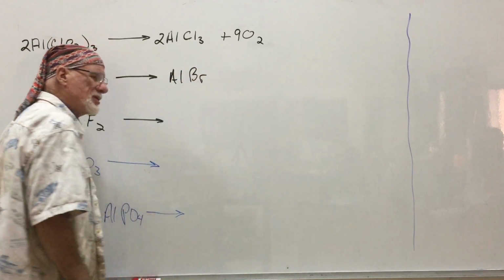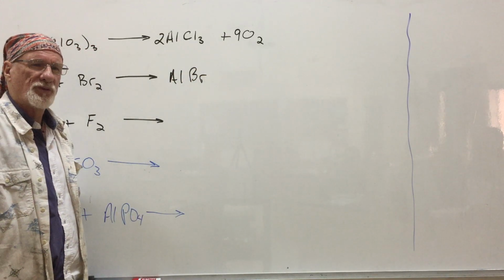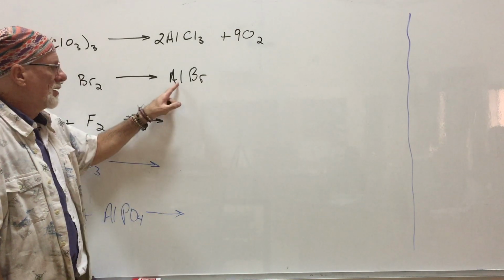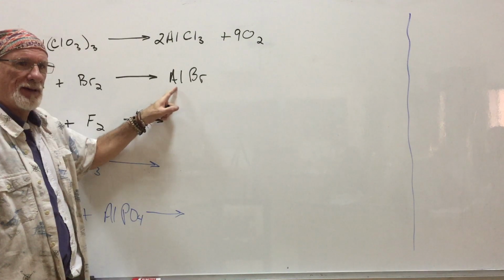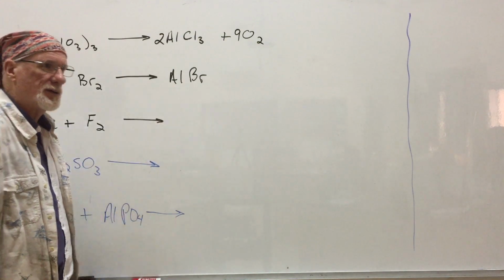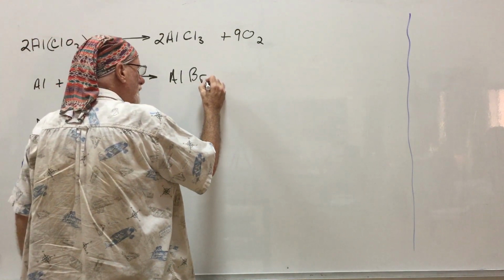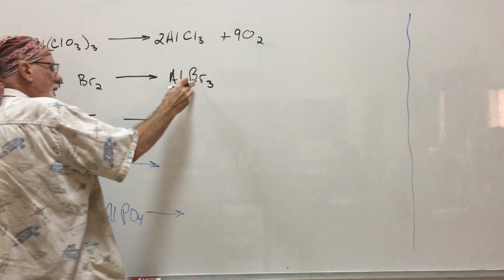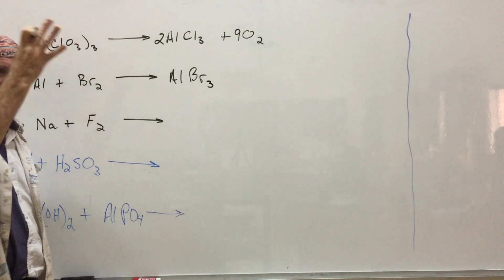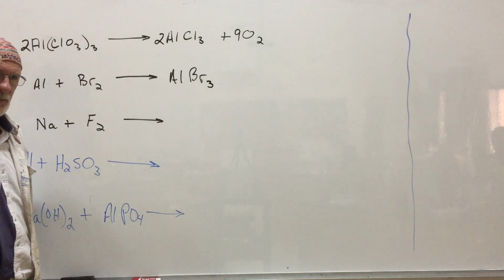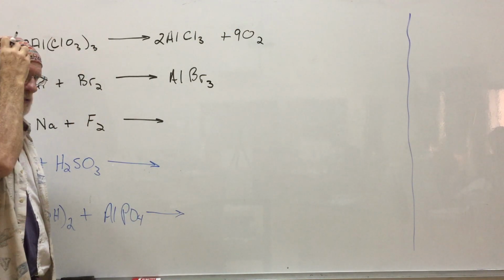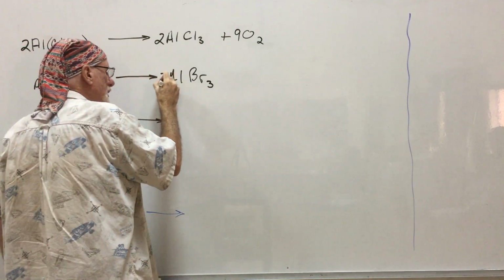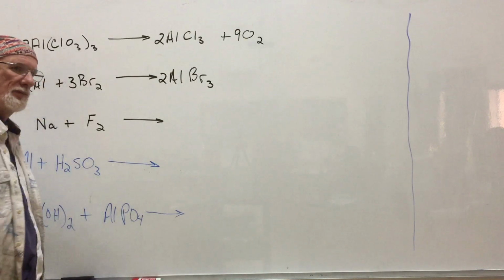Okay, so next one, aluminum plus bromine. Aluminum bromide. What's the formula? AlBr2? No. Aluminum becomes +3, right? +3 and -1, so that's going to be AlBr3. I have 3 and 2, automatically think LCM, least common multiple is 6, right? So that's a 3, that's a 2, 2, balanced.